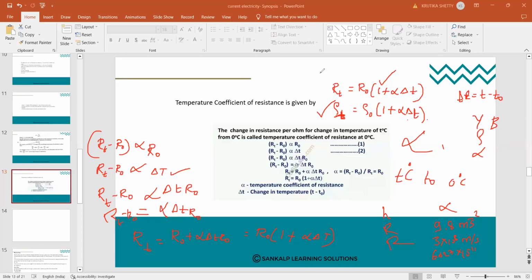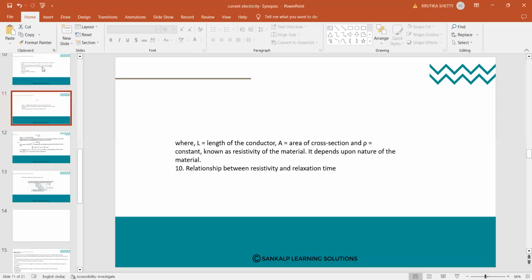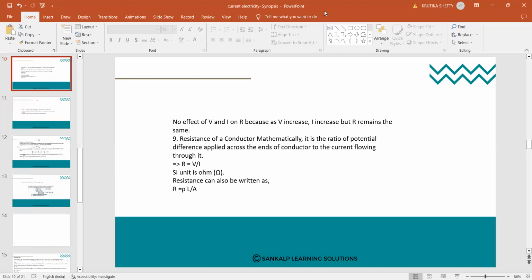Okay. So while defining this resistivity, one more point I forgot to tell you, that is regarding conductivity. So here, you know till now what is resistance. It is nothing but V divided by I. The opposition to the flow of current is called the resistance.